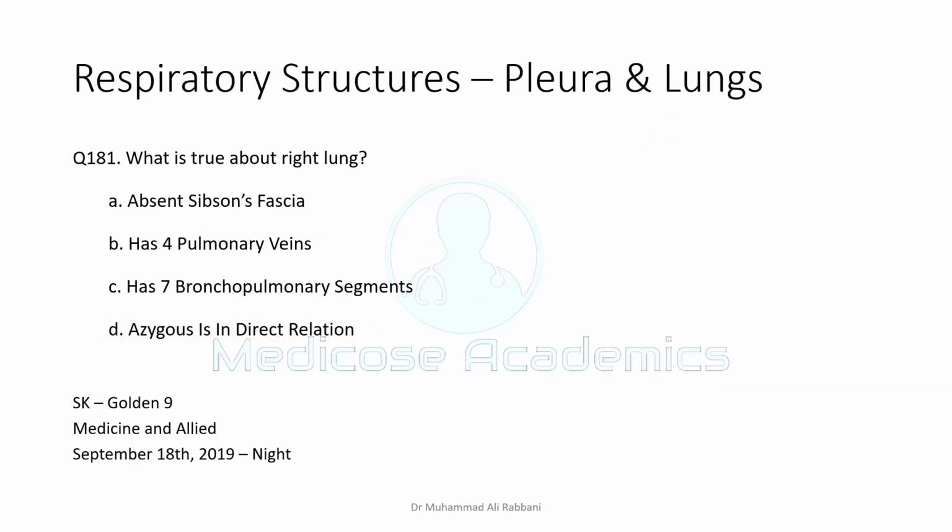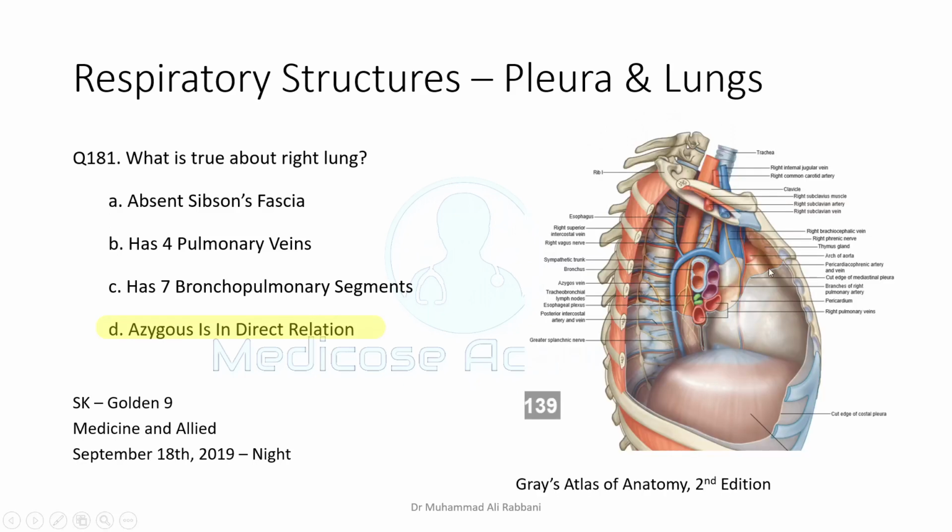Same question. What about the lung? It's true. Absent oblique fissure? No. Both lungs have an oblique fissure. Four pulmonary veins? No. There are two pulmonary veins per lung. Has four bronchopulmonary segments? No. There are 10. Azygos vein is in direct relation? Yes, the azygos vein is directly related or superiorly related to the root of the lung, or it is related to the mediastinal surface of the lung just above its hilum.